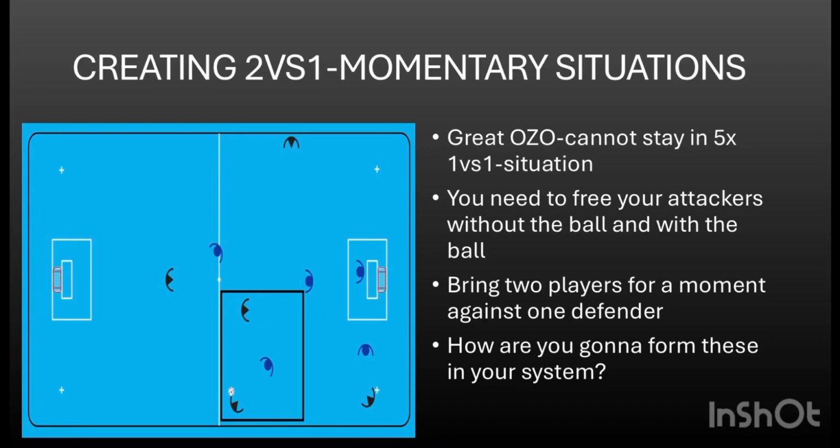There is a huge variety of ways you can do that, and you can do these against every single one of those defenders, but you need to have planned and clarified what your aim is here. Against which of those defenders are you trying to get that momentary 2 versus 1 to appear? So you are bringing 2 players for a moment, playing against 1 defensive player, and how are you going to form these within your playing system? What sort of way, and against whom, should you form these 2 versus 1s for a moment to get the best out of your individuals?